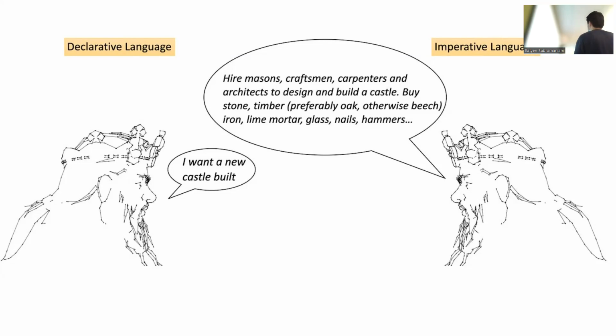Declaratively, you're just telling the programming language, I want a castle built, but it's up to the programming language to actually define everything. For imperative languages, you can't just say what you want. You actually have to go into the details of how you get it.